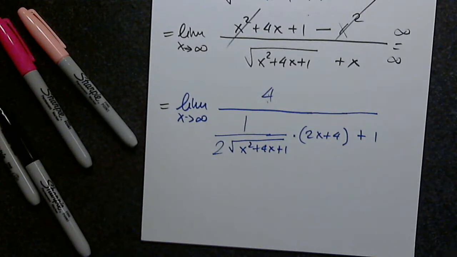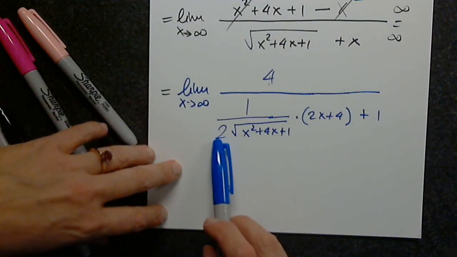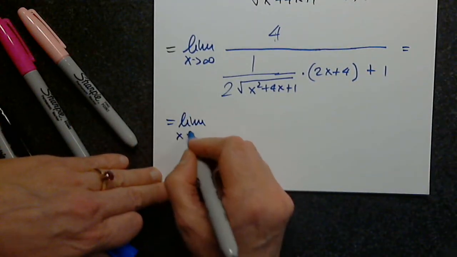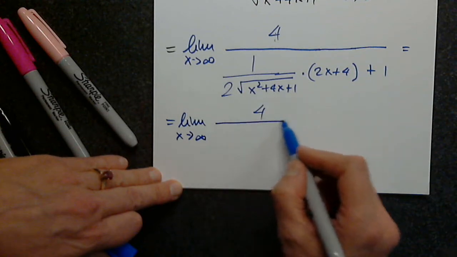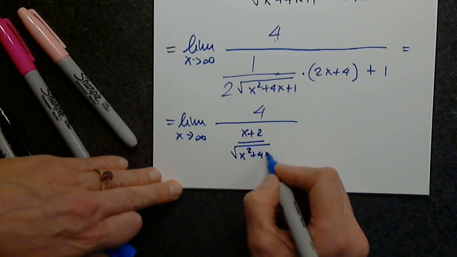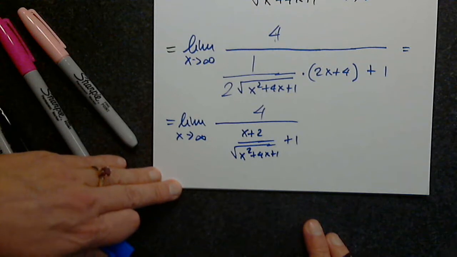The reason I'm saying that maybe this works with L'Hopital's rule is because it may get super complicated because it's going to be a ratio. Who knows? I have to simplify it first and see what happens. So, of course, I will factor out 2 and simplify with this 2. Limit as x approaches infinity of 4 over, and this will be x plus 2 over the square root of x squared plus 4x plus 1, and then plus 1.